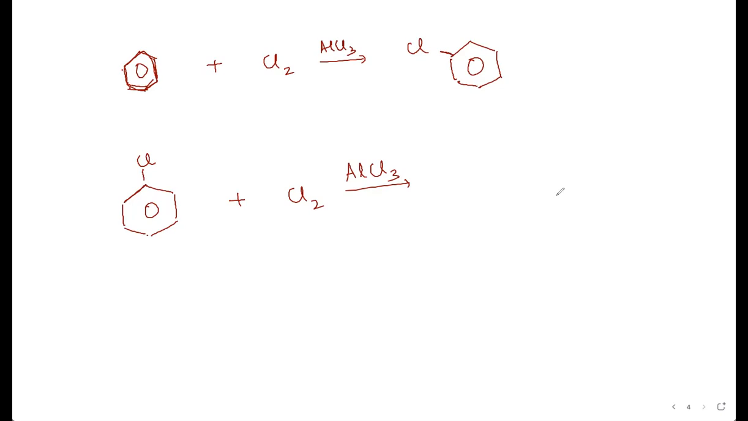I think there should be only one, because you've broken one double bond to add one chlorine, right? And one chlorine is already added. No, we have not broken any double bond. The resonance is still on. Oh, okay. And it's a substitution reaction, right? Don't forget, you're substituting, you're not adding.